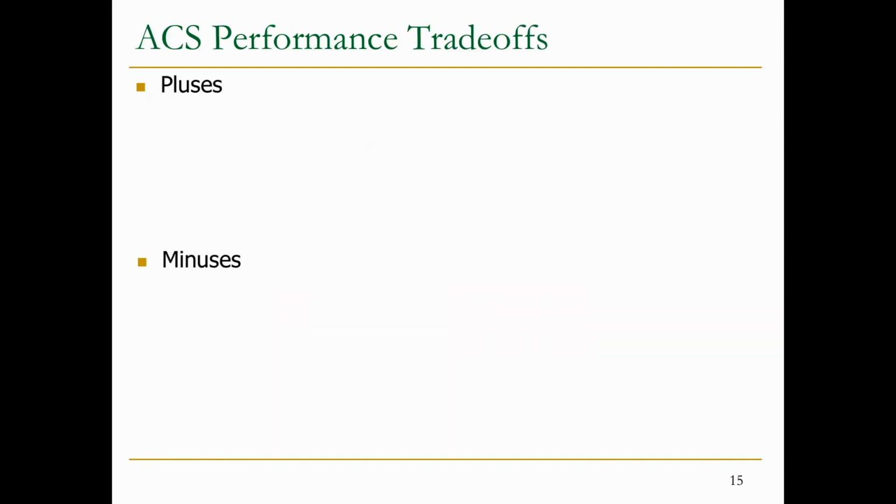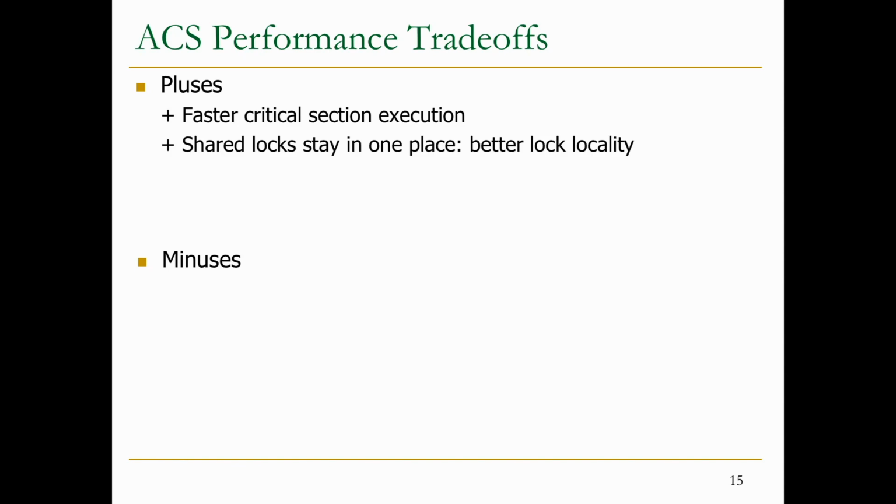Okay, so let's talk about the pluses and minuses. There are performance trade-offs associated with it, clearly. Hopefully, you get faster critical section execution, but that's not guaranteed, as we discussed, because the core is not completely specialized for critical section execution. The other benefit, as we also discussed, is that shared locks stay in one place. You get better lock locality. One place is the large caches of the large core. So that's one other benefit of a large core.